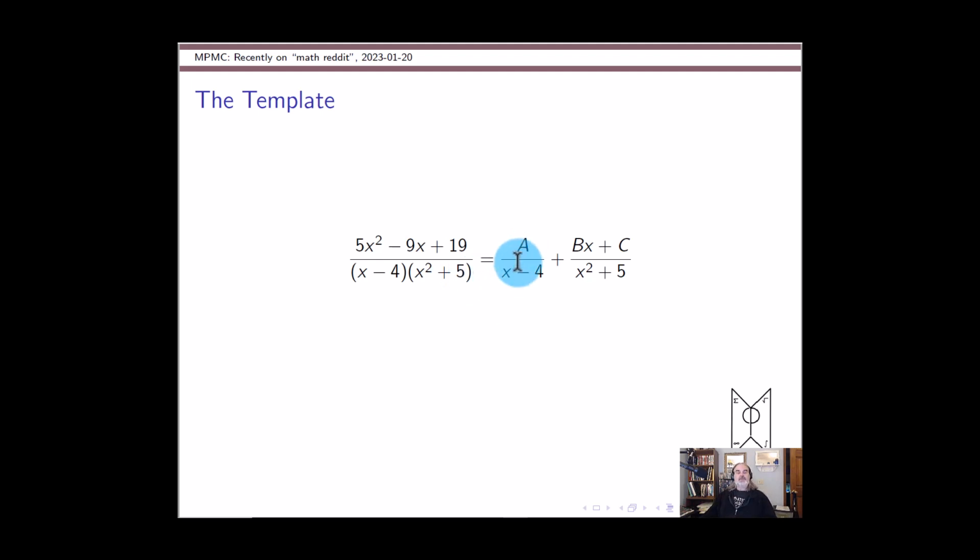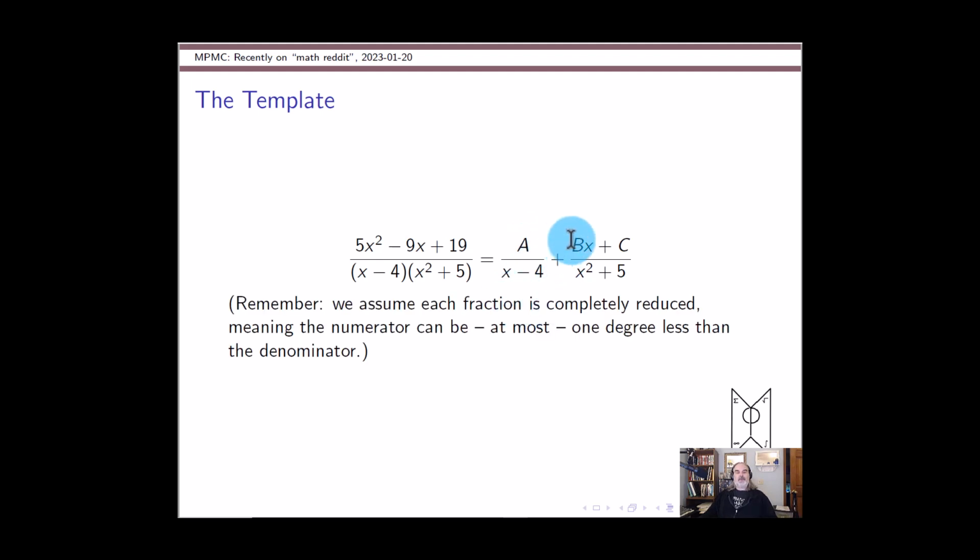We also assume that the mystery numerators are polynomials of degree no more than one less than what's in the denominator. So everything that can be canceled has been canceled, and everything that can simplify has been simplified. If the denominator is a linear function, x minus 4, the mystery numerator is at worst a constant. And if the denominator is an irreducible quadratic, then the mystery numerator is at worst a linear function.